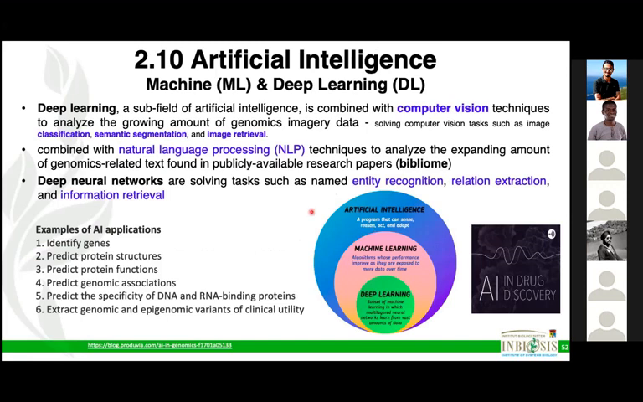So AI in genomics is, I think, the latest, most exciting field. Using deep learning combined with computer vision allows you to analyze a lot of genomic data by solving classification, segmentation, and image retrieval problems. Also, in combination with natural language processing, it allows researchers to analyze all the publications related to genomics for information retrieval. Some of the AI applications include identification of genes, and prediction of protein structure, function, association, as well as binding, and there are many more.